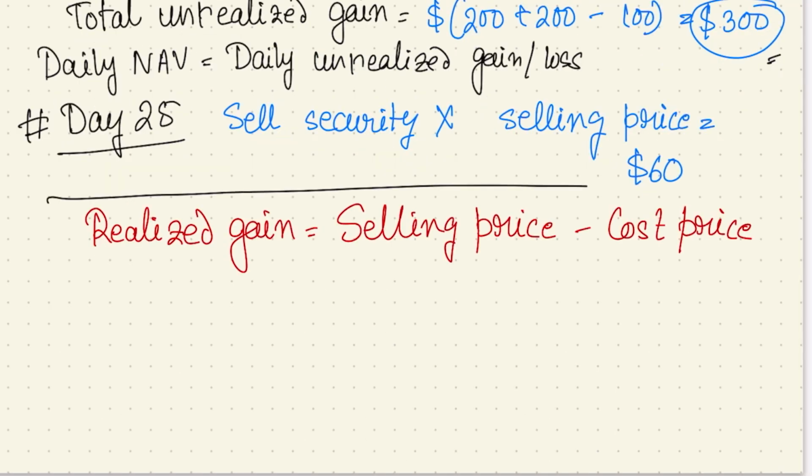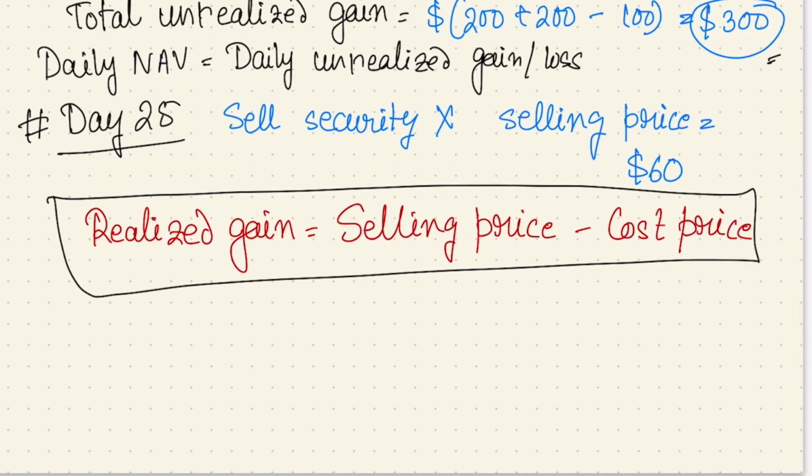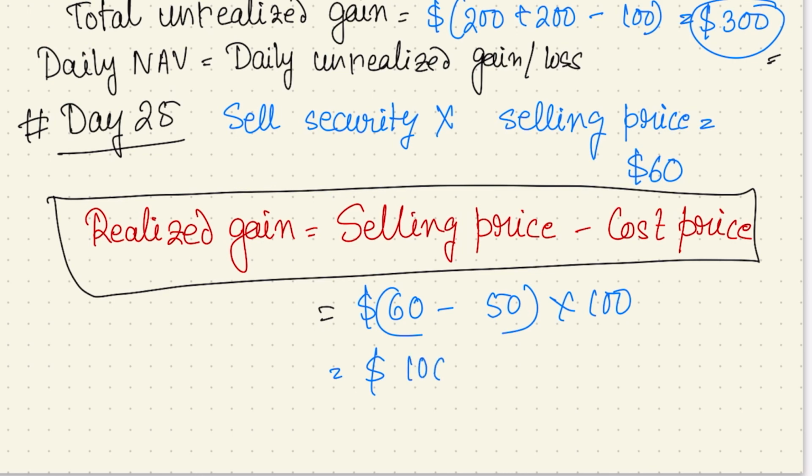So if you see here, my realized gain will be the price I sold and the price I purchased. My selling price is 60. I have purchased it at 50. I had a total of 100 shares. Assuming that I am selling all of my holdings, I will have a net profit of $1,000.